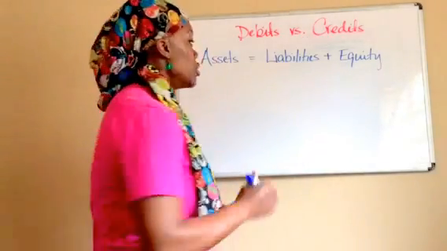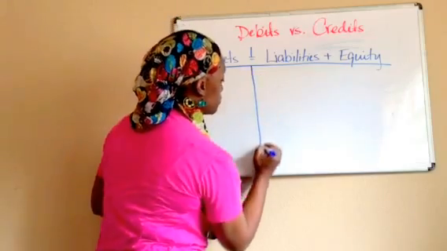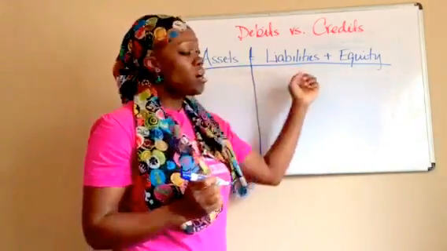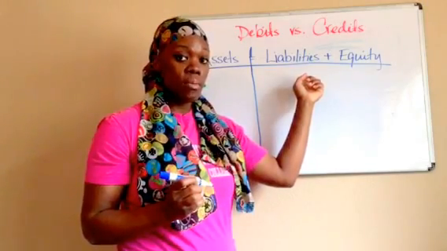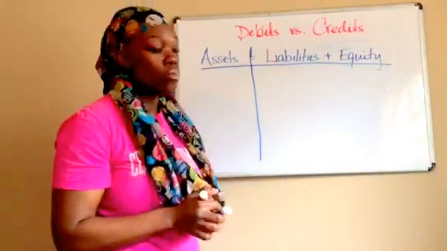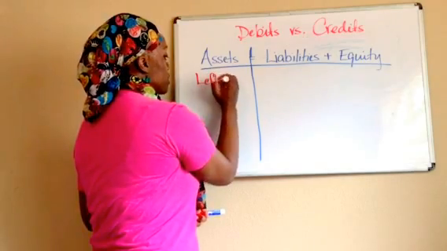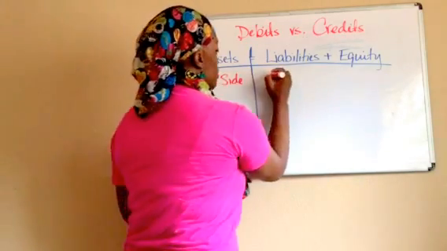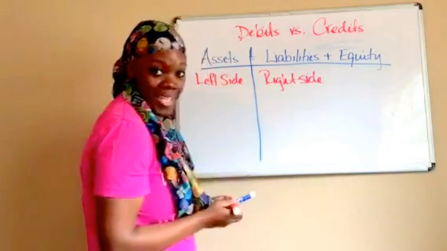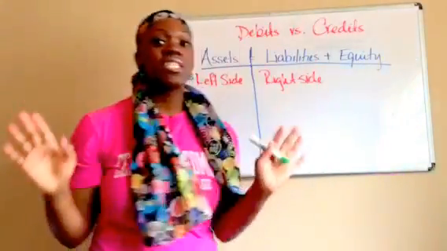All right, so once you memorize that formula, what I like to do is turn it into somewhat of a table. We have our assets on one side of the table and our liabilities and equity on the other side of the table. And so when we're trying to think about this debit and credit framework, we have what I like to call the left side and the right side. Okay? Left side and right side. Pretty simple, right? And it just keeps getting easier.